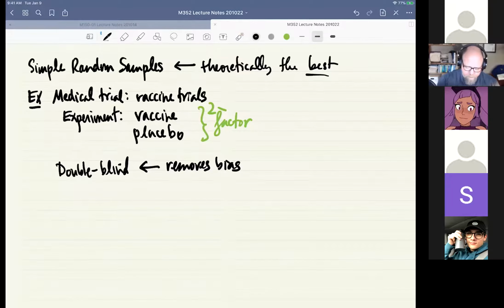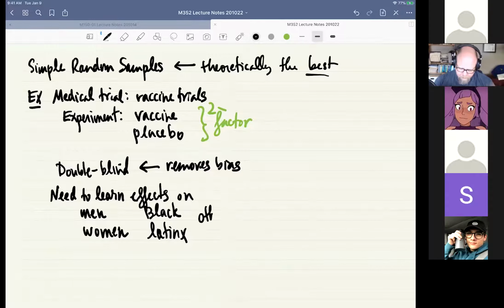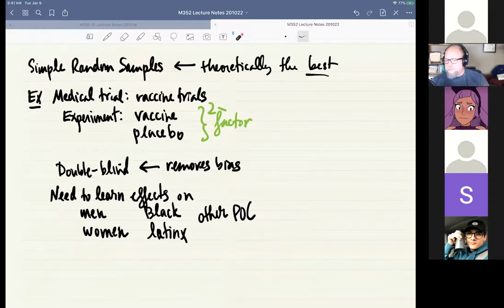But today we know that we need to learn effects not just on white men, but on women. And not just on white men and women, but on Black men and women, Latinos, and other people of color, right? So how do you guarantee that your sample has members of these populations that you want to see how the vaccine affects them? Well, one way you can do it is you can just say, I'm going to take a big random sample. So I'm pretty certain that I'm going to get a wide variety of people in my experimental groups. Okay. But that's not good enough.